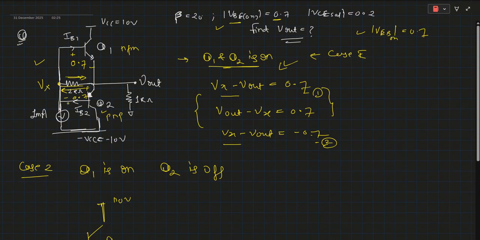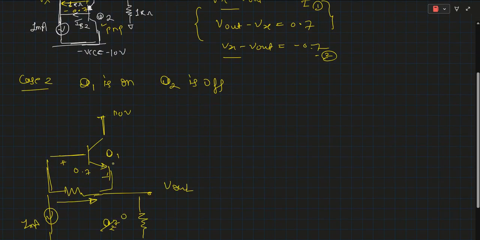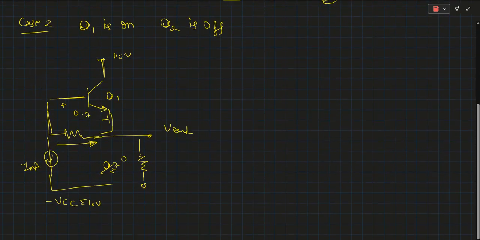This resistor is 1 kilo ohm, as given. So with a 1 kilo ohm resistor and 0.7 volt, 0.7 milliampere current flows in this direction. If we apply KCL at this node, the current flowing in this branch is the combination of 1 milliampere and 0.7 milliampere, which gives 1.7 milliampere.